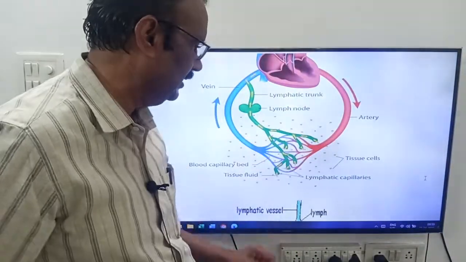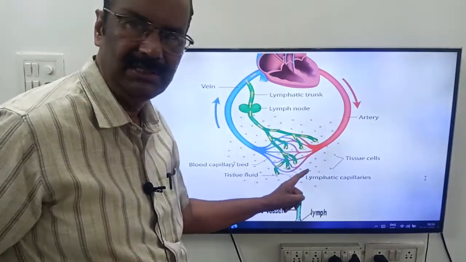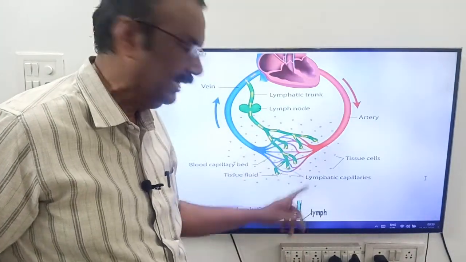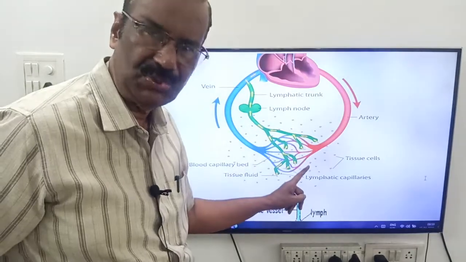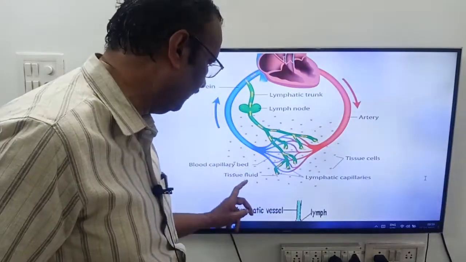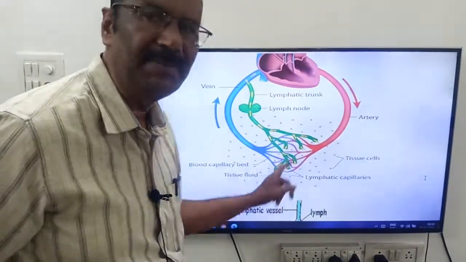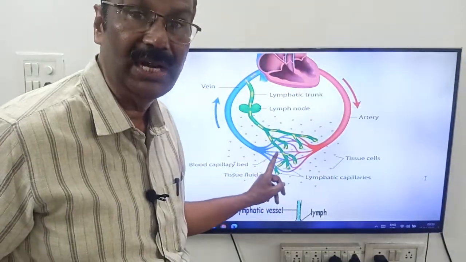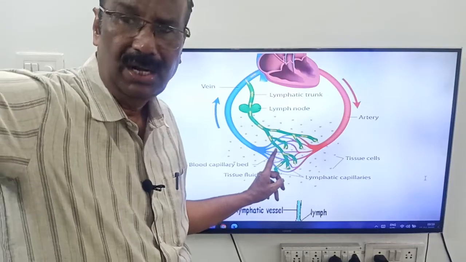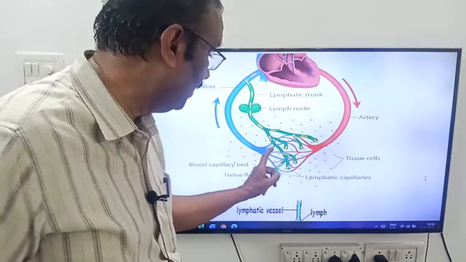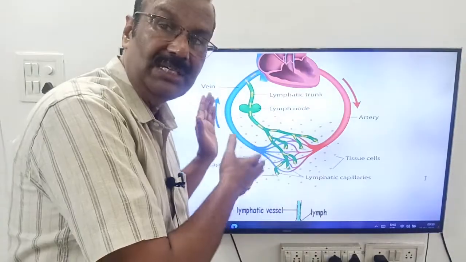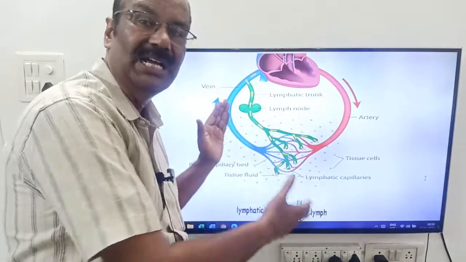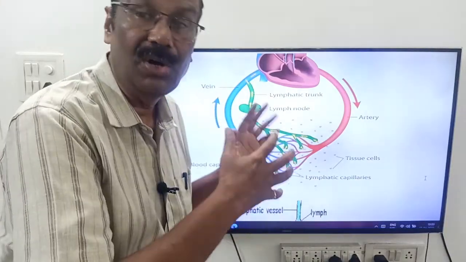This is the arteriole end. The fluid comes out from the arterioles into the tissues, that is called tissue fluid. Okay friends, now some of this tissue fluid once again enters into the venules at the venular end. It is due to what, friends? Due to osmotic pressure, the interstitial fluid enters into the venules.